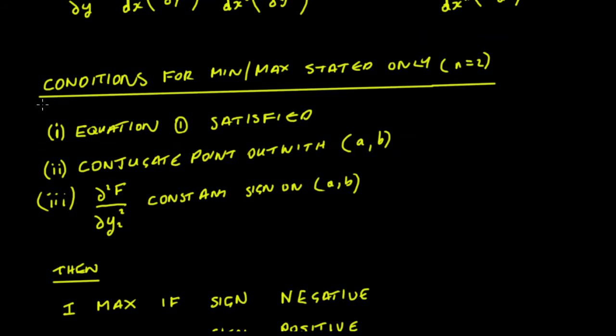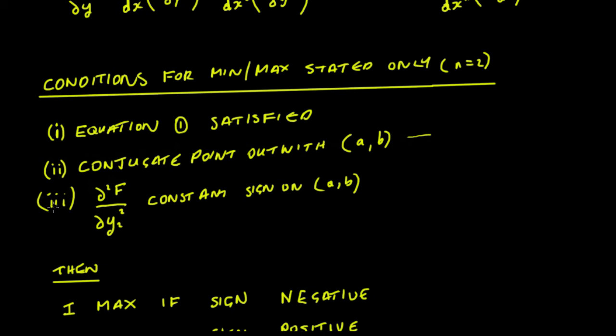So now we're just going to note, we're not going to prove it, the conditions for our minimum and maximum, and we've stated it only for the value of n equaling 2, so it's only for y and y derivative. Equation 1, which is on the last page, the equivalent Euler-Lagrange for y and y derivative, must be satisfied, and the conjugate points have to be outside the interval AB. It's a little bit more involved than that, but it gives a rough description of what's happening. If you're interested in conjugate points, there's a video up here that goes over them. You can click there and have a little look at it.